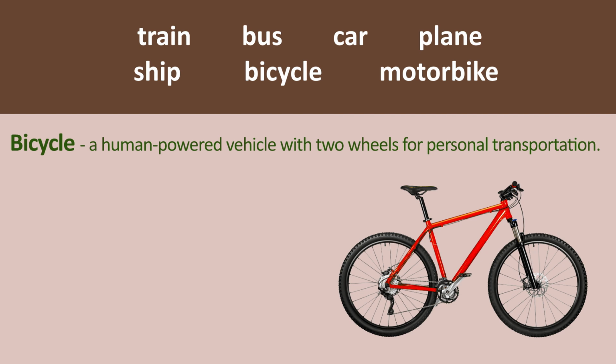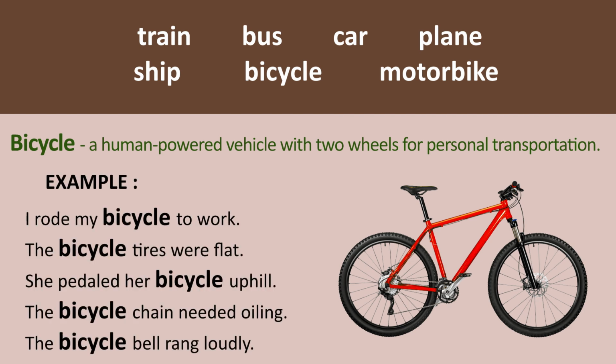Bicycle. A human-powered vehicle with two wheels for personal transportation. Example: I rode my bicycle to work.